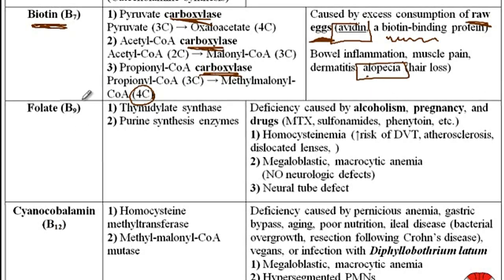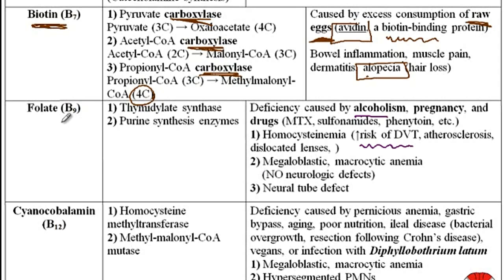The next vitamin is vitamin B9, which has an important role in the synthesis of nucleotides for DNA synthesis. So folate is required for thymidylate synthase activity as well as purine synthesis enzymes. Now, deficiency of vitamin B9, which can result from alcoholism, pregnancy, or drugs like, for instance, methotrexate, sulfonamides, or phenytoin, can cause homocysteinemia, and I will show you the pathway why vitamin B9 deficiency causes homocysteinemia. But as a consequence of homocysteinemia, there is increased risk of deep venous thrombosis as well as atherosclerosis and dislocation of the lenses.